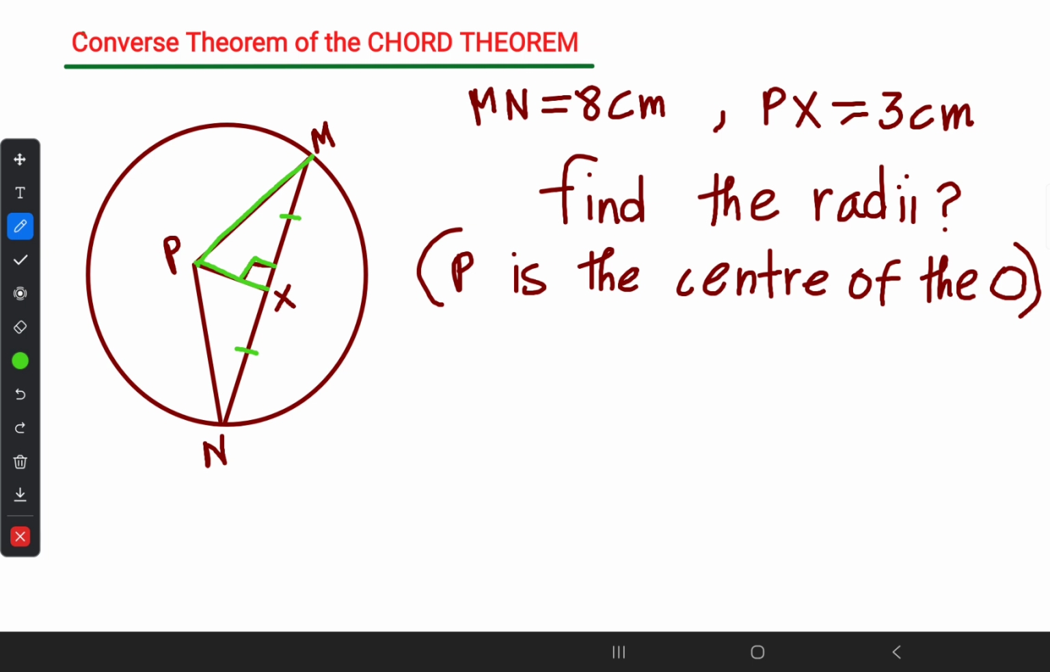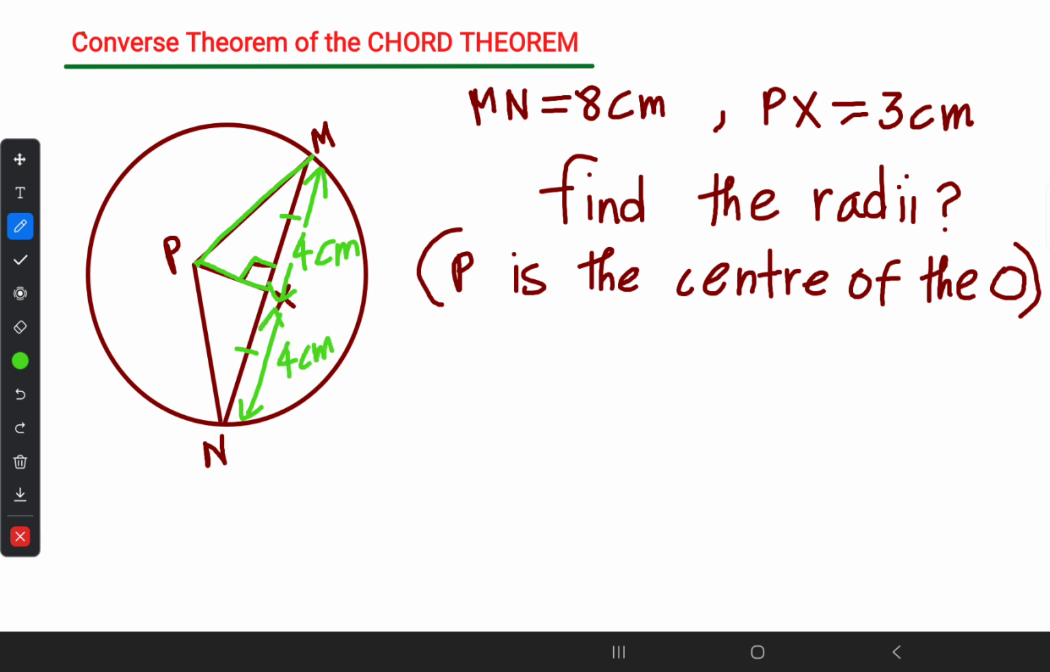This is the conclusion. If the chord and the straight line which is coming from the center of the circle are perpendicular, the chord is bisected. So from that we can get some kind of idea. If MN is 8 cm, you can see the entire length is 8 cm. Since it is bisected, the 8 cm would be subdivided into two portions. This length is 4. Another length, this one also 4 cm.